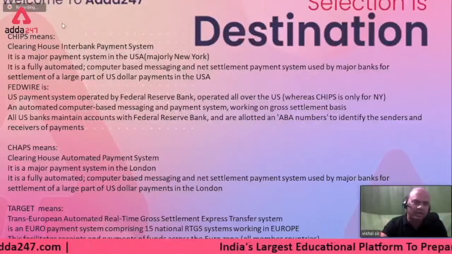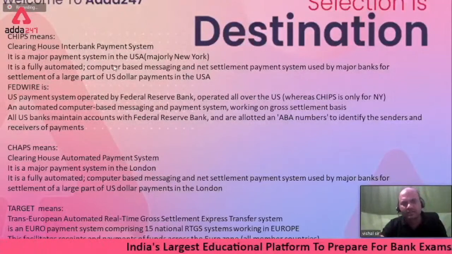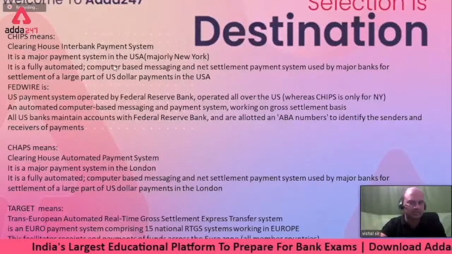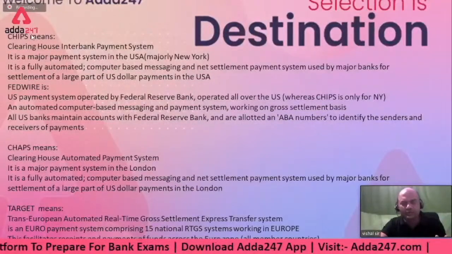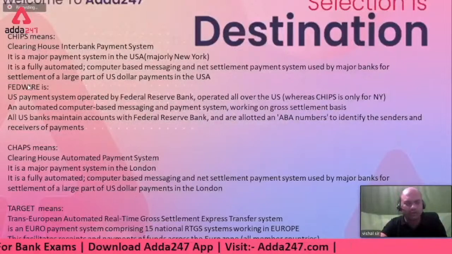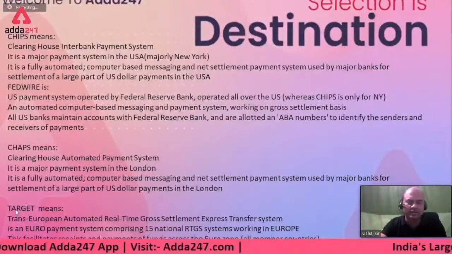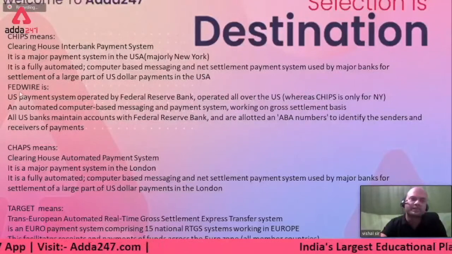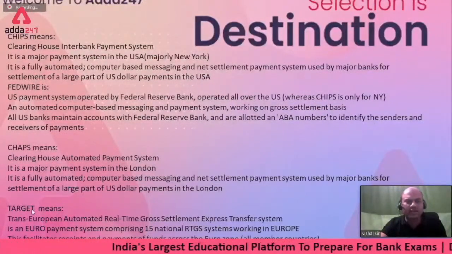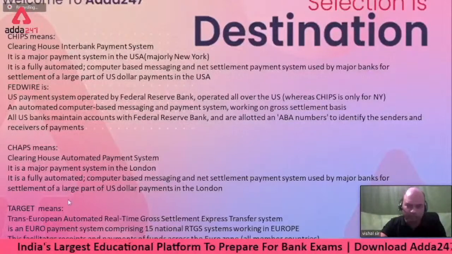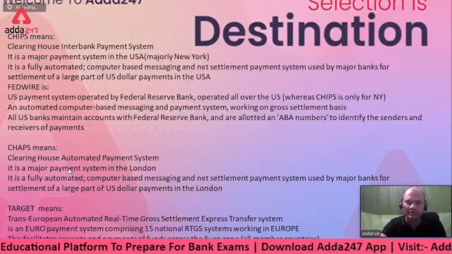Here, always remember one basic thing. There are two groups. Always remember this, for studying only. Which are these two groups? CHIPS and Fedwire, and second is CHAPS and TARGET. CHIPS and Fedwire are for USA. CHAPS and TARGET are for London and Euro, European countries basically.